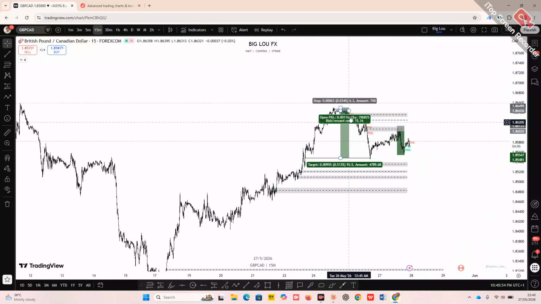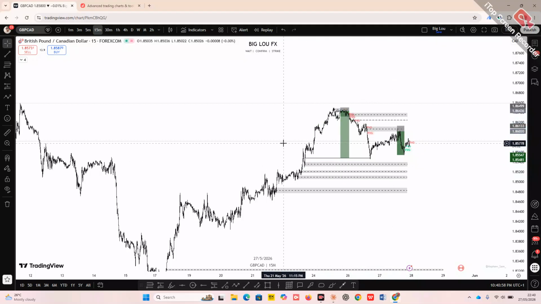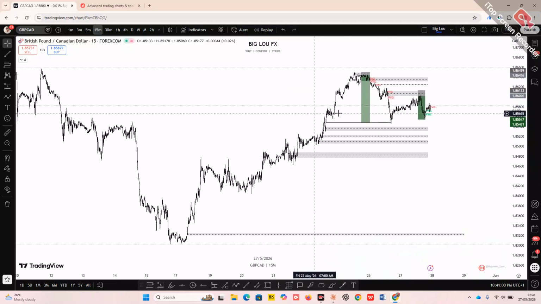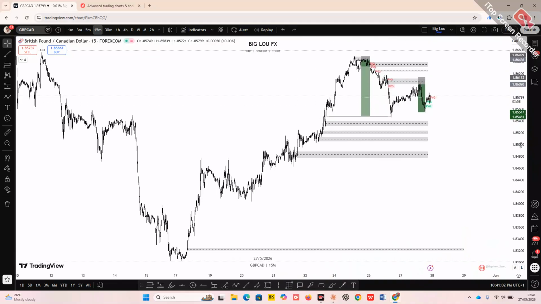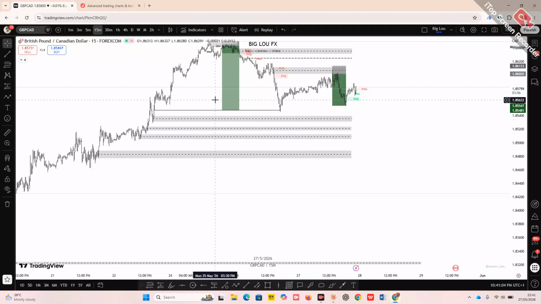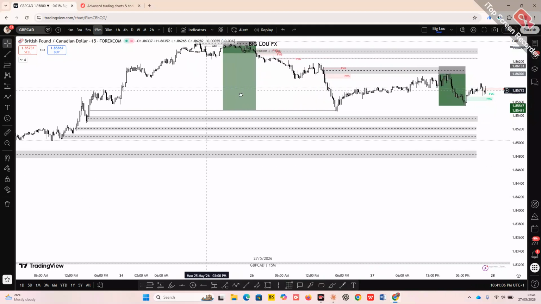But for now, we are interested in just the sell, and I'll show you why I took the sell to this zone. So market has been on a bullish trend. You can clearly see we are trending bullish. If you mark your structure, you see it.